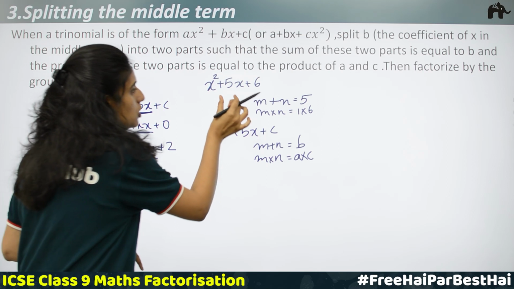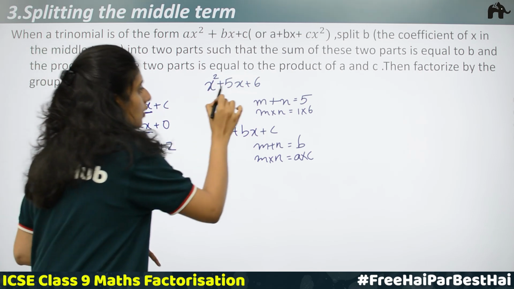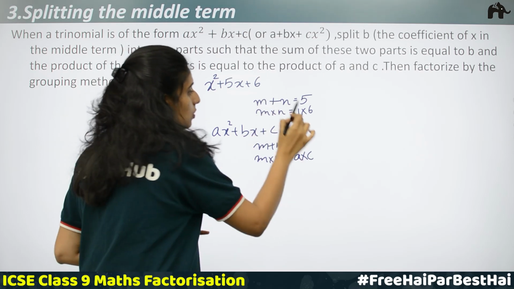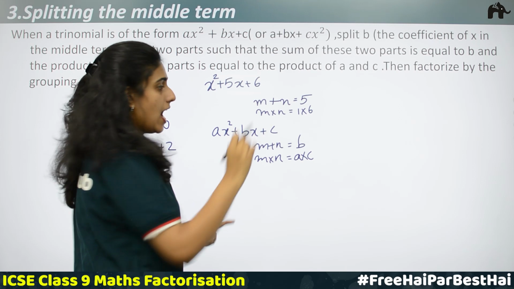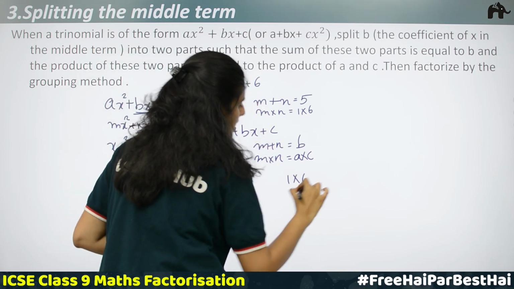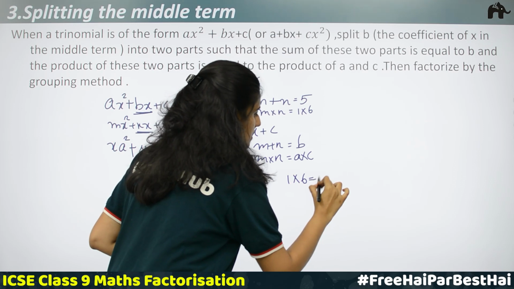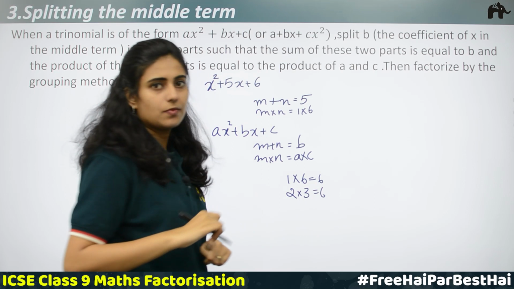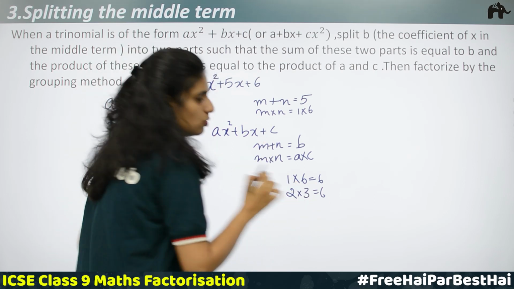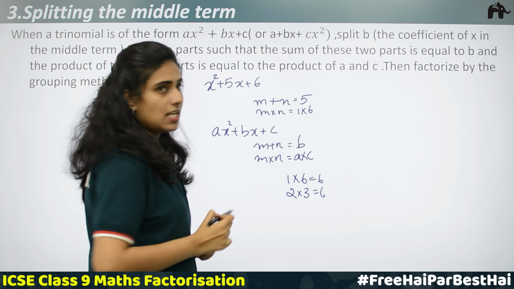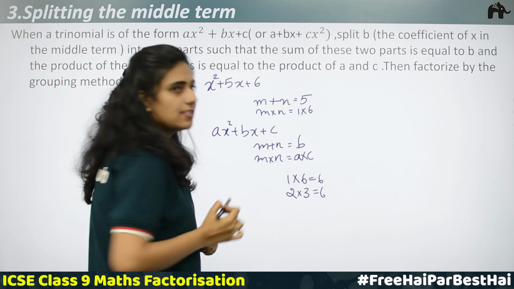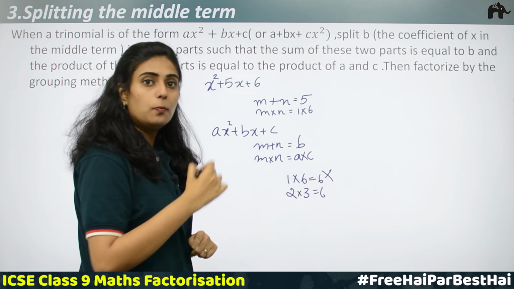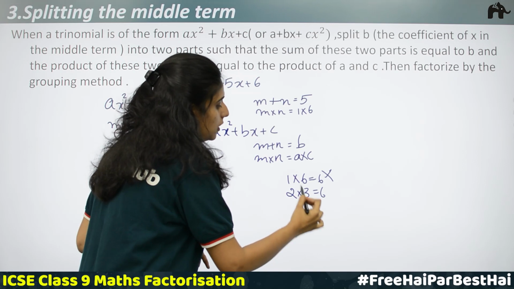Now we are going to split this middle term. How can I write 5x? So here you can see that m into n is equal to 6. When do we get the product of two numbers 6? Either the number should be 1 and 6. 1 into 6 is 6. Then 2 into 3 is 6. Now consider these two. When you take the sum of these numbers, you should get 5. 1 plus 6 is not 5, it is 7. So this is not taken. What about 2 plus 3? 2 plus 3 is 5 and 2 into 3 is 6.